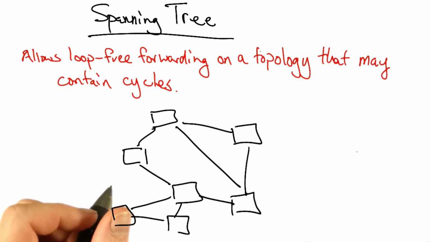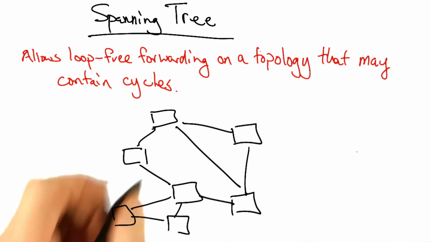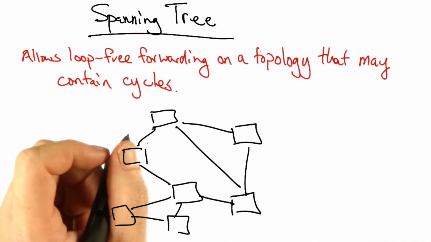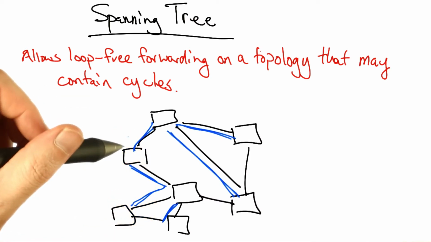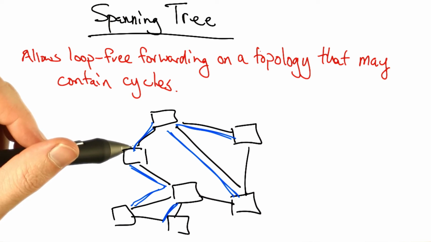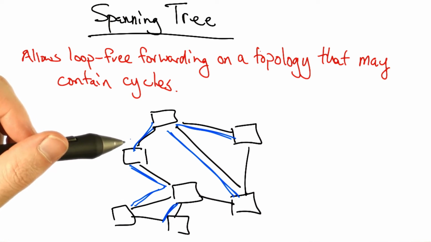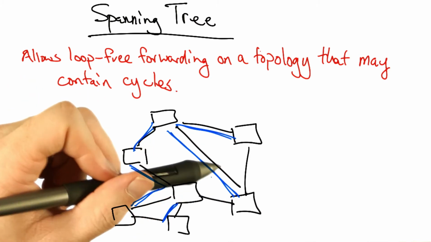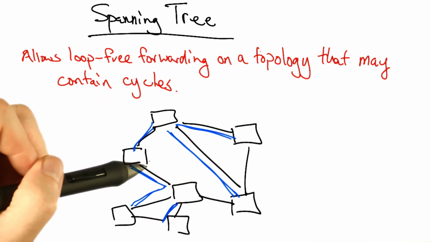Ultimately, what we'd like to compute is a spanning tree, which is a subgraph that covers all the vertices in the graph but contains no cycles. For example, the connection of links highlighted in blue forms a spanning tree. It's a subgraph. It covers every vertex in the graph, but it doesn't have any cycles.